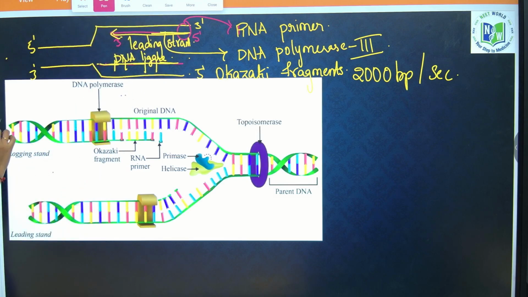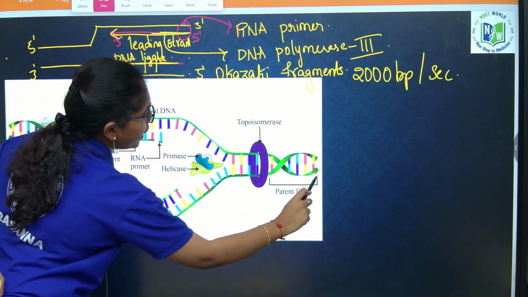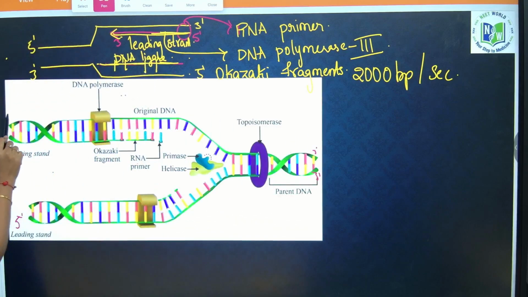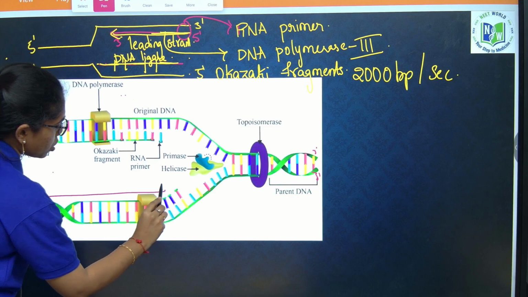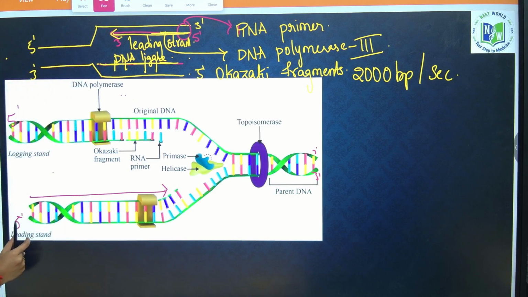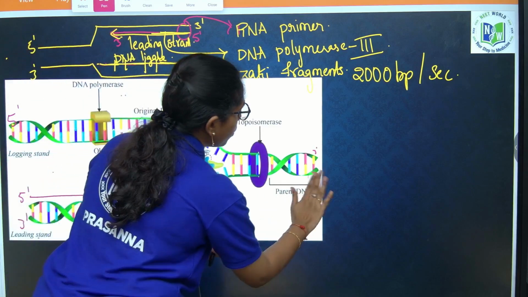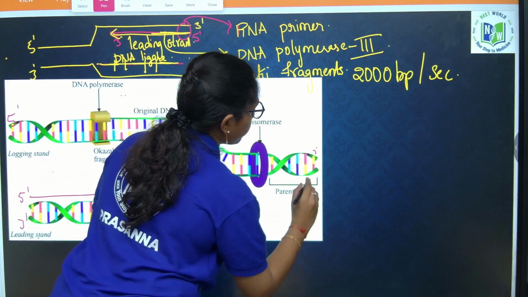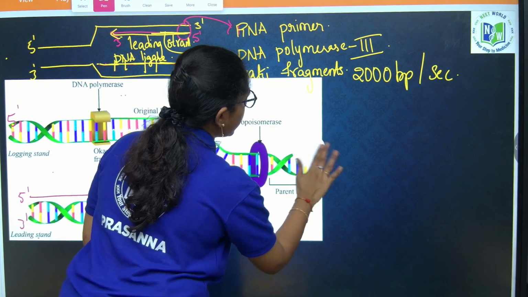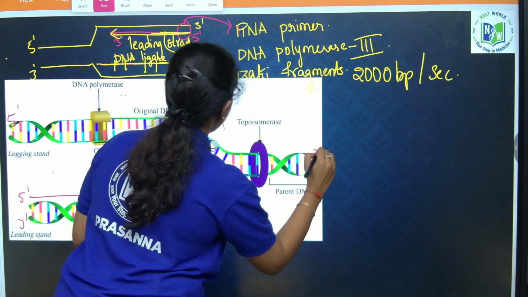firstly from 5 prime to 3 prime and 3 prime to 5 prime. So the strand which is synthesized towards the replication fork is called as what? Leading strand. It is called as leading strand. Just a second. Here it is 3 prime, here it is from 5 prime to 3 prime. This is 3 prime to 5 prime. Here again it is 3 and 5.